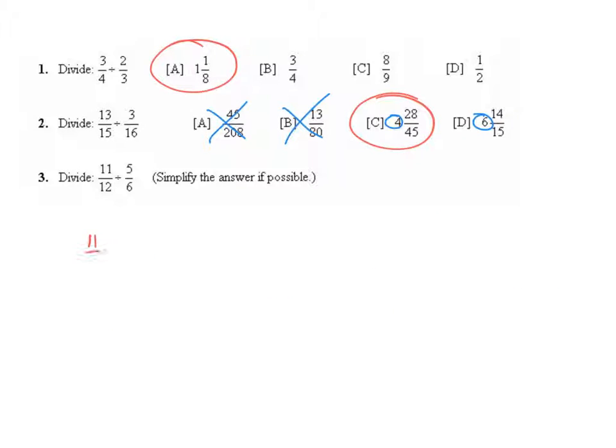Question 3 is 11/12 divided by 5/6. Change it to a multiplication problem by multiplying by the reciprocal. And look for ways to cross simplify. In this case, I can pull out a 6 right there. Then that becomes a 1, and this becomes a 2. So now I have 11 times 1 over 2 times 5, which is 11/10. As a mixed number, that's 1 1/10.